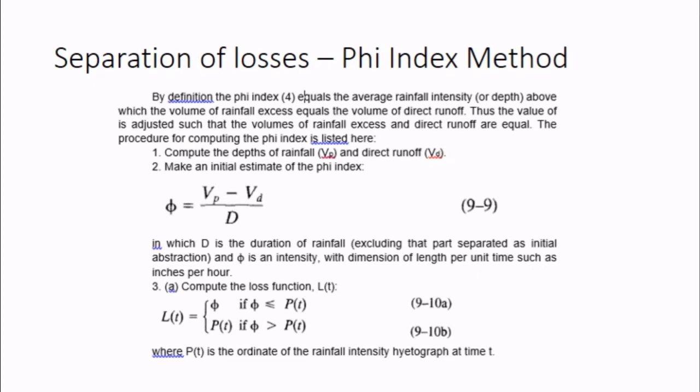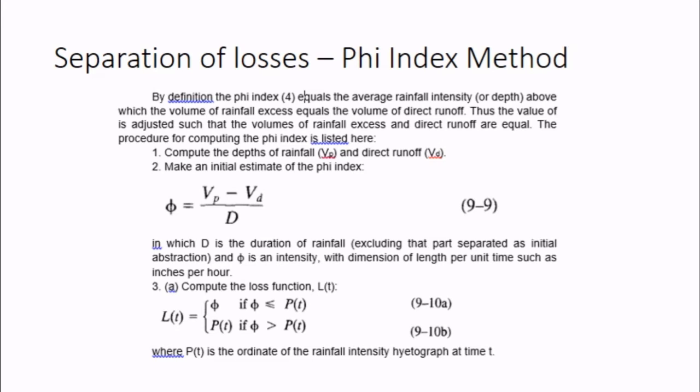Then, punta naman tayo sa separation of losses using index methods. Okay, so the first one is the Phi Index Method. So by definition, the Phi Index equals the average rainfall intensity or depth above which the volume of rainfall excess equals the volume of direct runoff. Thus, the value of Phi is suggested such that the volume of rainfall excess and direct runoff are equal. So the procedure for computing the Phi Index is listed here.